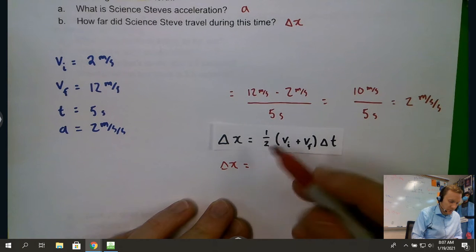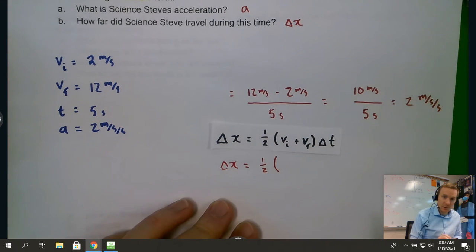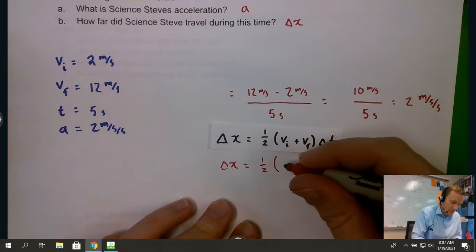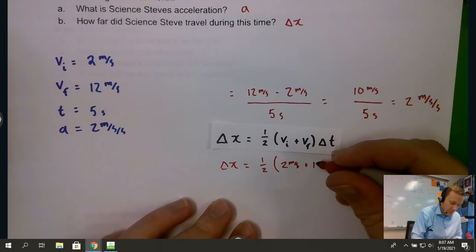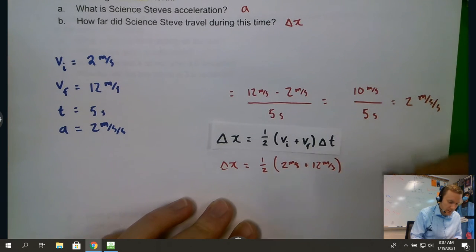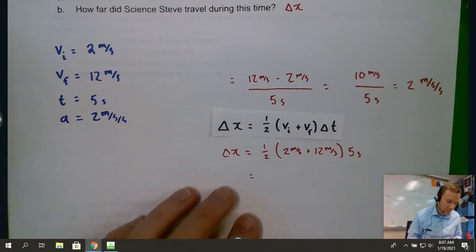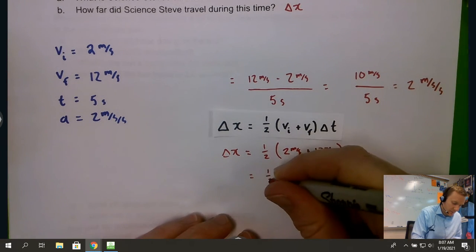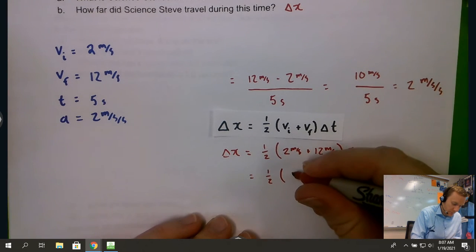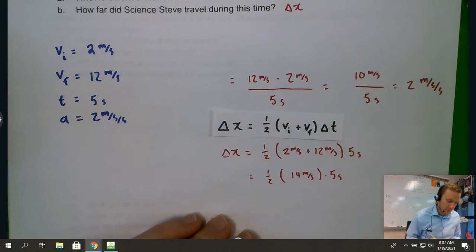So change in position is equal to 1/2 times the initial velocity plus the final velocity. The initial was 2 meters per second. The final was 12 meters per second. Then we're going to multiply that by our change in time, which was 5 seconds. Now it's just a matter of order of operations and simplifying what we can. Let's start with these parentheses. That's 1/2 times 14 meters per second, and then multiply that by 5 seconds.